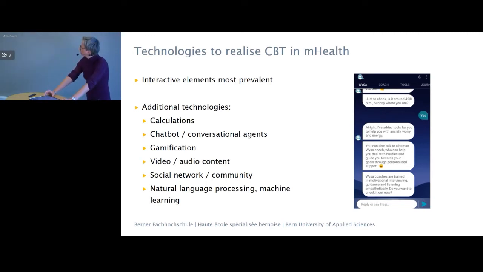Also, we found gamification elements implemented in mental health applications. And regarding, so I mentioned that emotions or the mood is tracked and monitored. And here we found sentiment analysis techniques included in these applications.